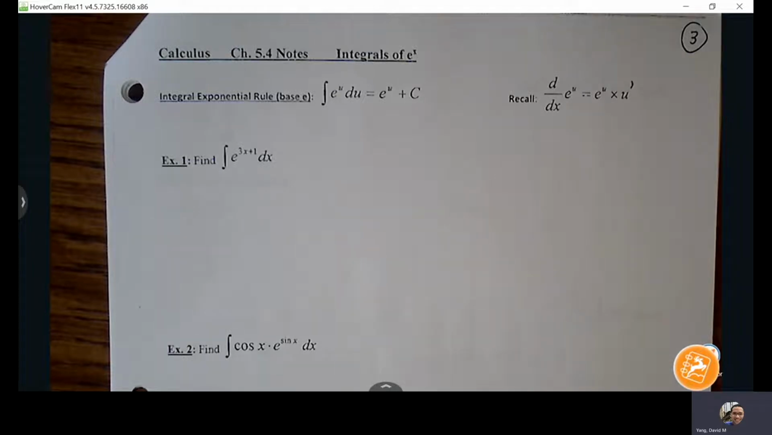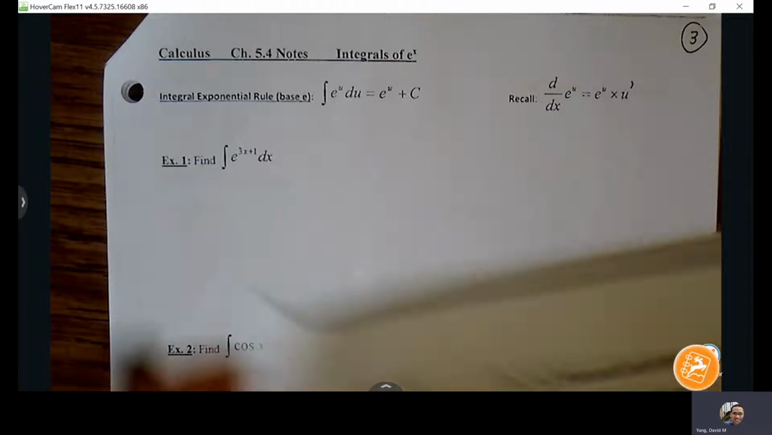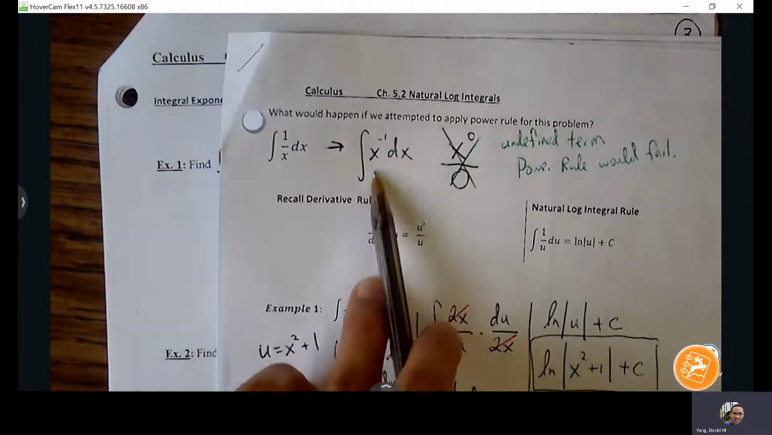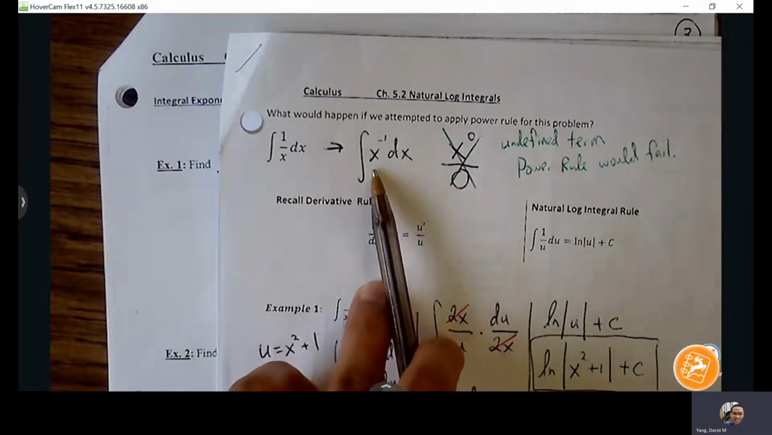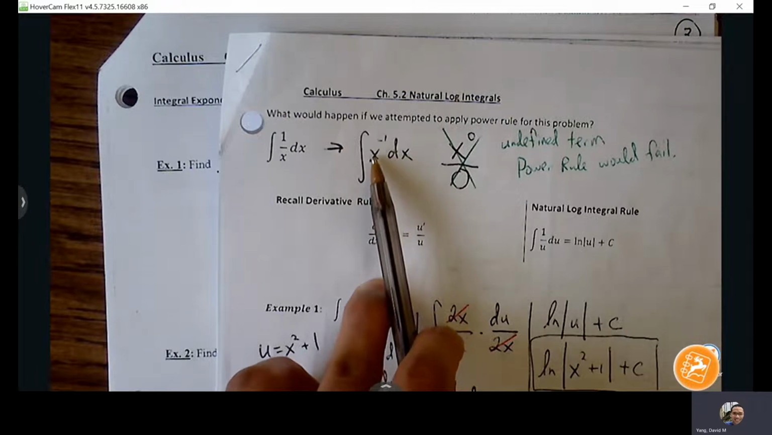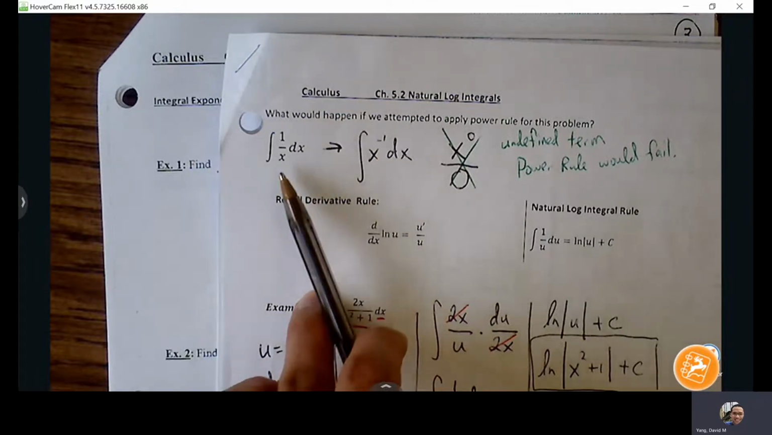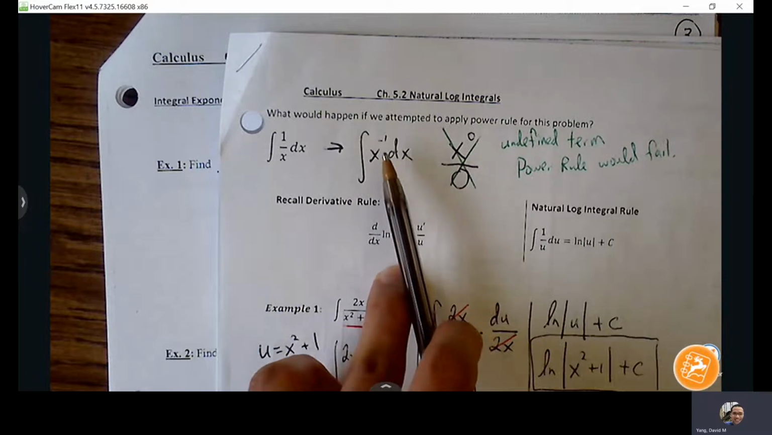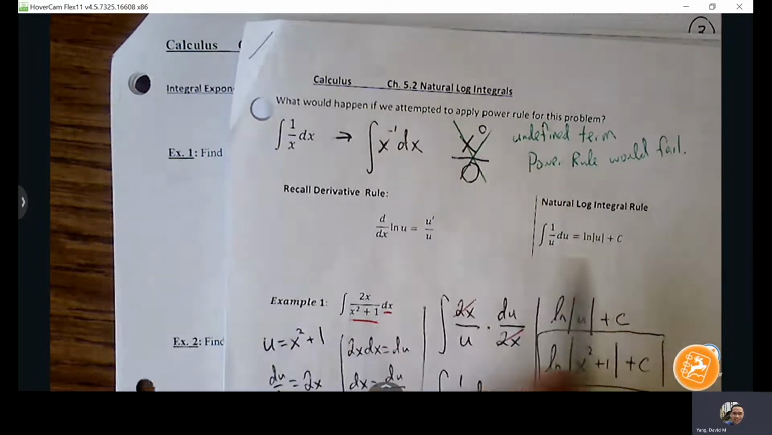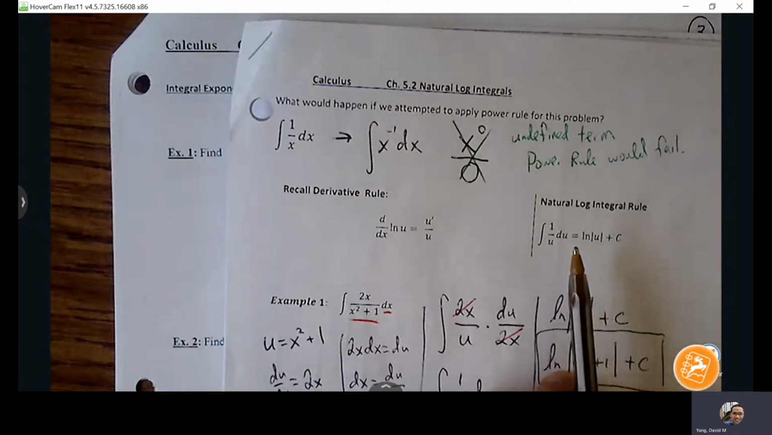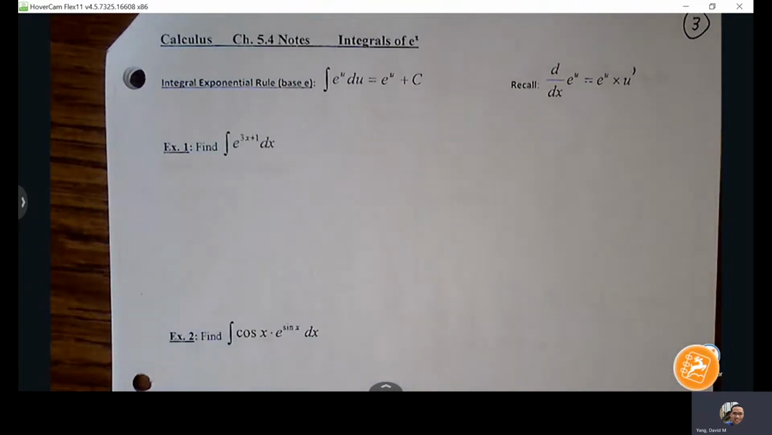So yesterday we learned about how we can go backwards from the natural log rule. Natural log rule is u prime over u, and also we talked about how we have a specific rule where power rule fails. If I'm working with 1 over x, I've got to make it x to the -1, and power rule is not going to work. So we have a rule, natural log integral rule. Okay, so that was yesterday.